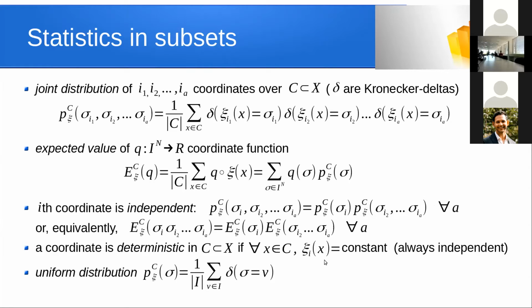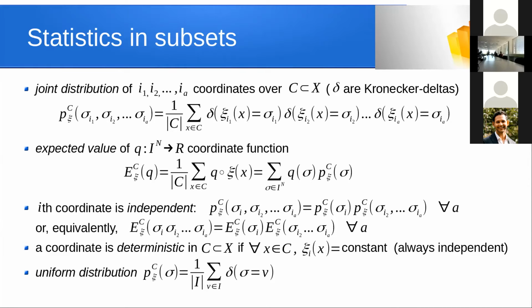One simple thing is when a coordinate is deterministic. So if we go through any element of C, this subset or collection, maybe some coordinate is constant. For example, if you choose only black and white colors, then the statement that the image contains black and white colors is constantly true in the whole set. So these coordinates are deterministic. And on the other extreme, a coordinate can have a uniform distribution if in the C set, all of the values are taken uniformly. So all of the values appear the same number of times.